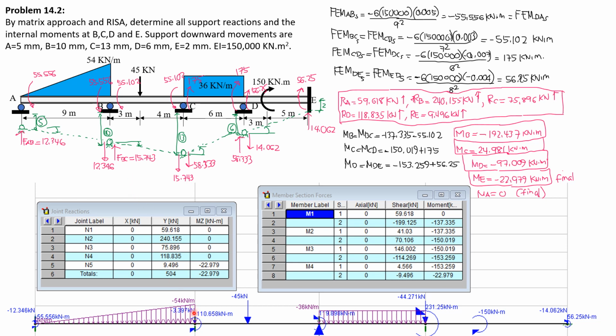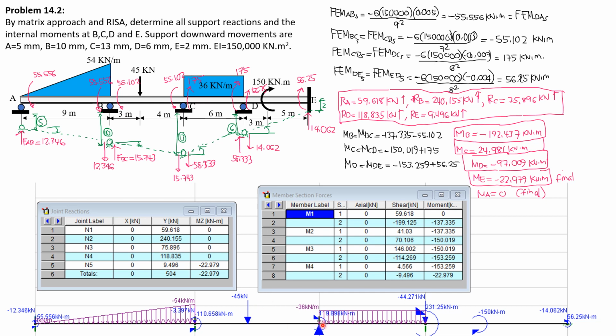3.397 kilonewton. And the load is the fixed moments at B, 55.556 plus 55.102 counterclockwise. Because these are counterclockwise, so the load is clockwise. Clockwise, the combined value, clockwise couple is negative in RISA. So negative 110.658. That's the combined value here, but clockwise. So negative 110.658 when you input the value in RISA.